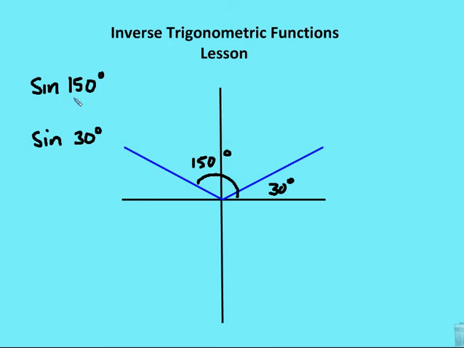If I type in sine of 150 degrees and sine of 30 degrees, I will get the same answer. It's 0.5. So sine of 150 is equal to 0.5, and I know sine of 30 degrees is equal to 0.5 as well. But if I type into my calculator inverse sine of 0.5, I'm going to end up with a value in my calculator that says 30 degrees.